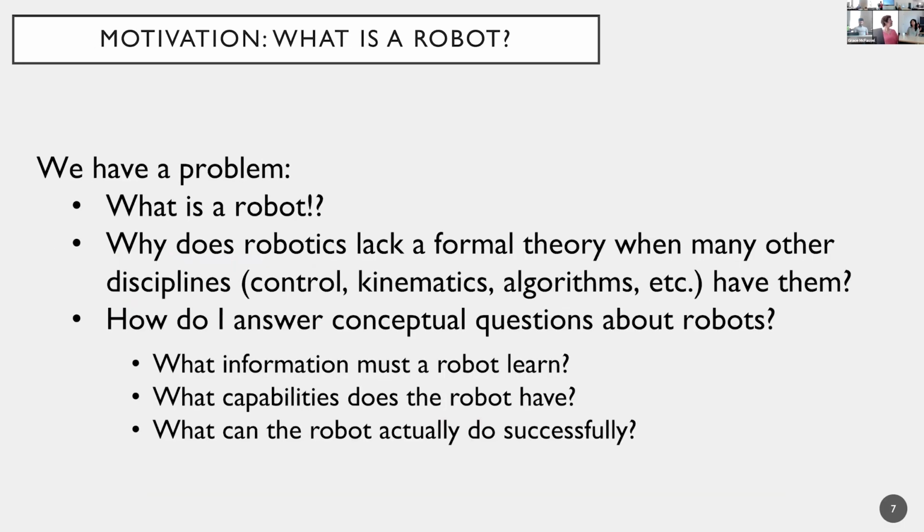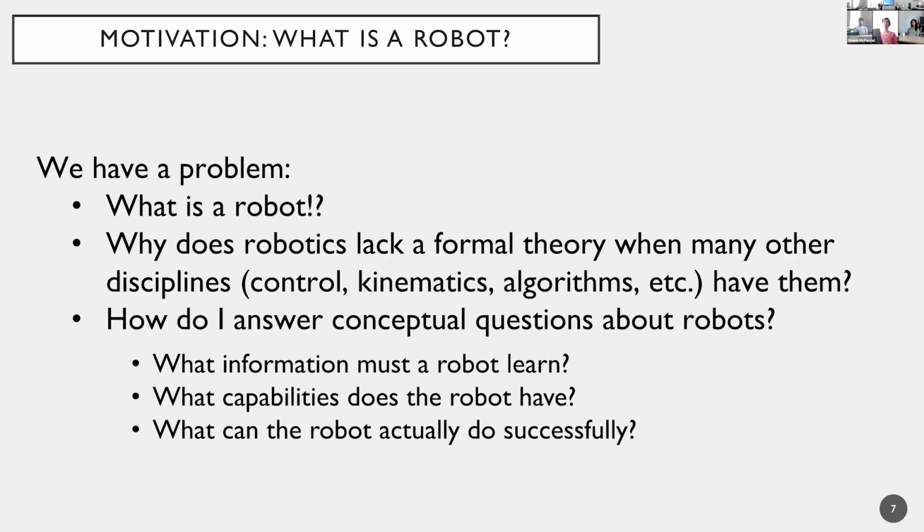So this gives us a bit of a problem. What is a robot? Robotics is a massive research area. It's a huge industry, and yet nobody seems to know exactly what a robot is. We lack a formal theory for many conceptual questions in robotics, and this is a pretty big gap that we face. Other areas such as control, kinematics, and algorithms have managed to develop formal theories that allow for the discussion and precise understanding of wildly different systems and the comparison of how they're implemented, even when the underlying mechanisms may be completely different. And yet robotics really lags in this area.